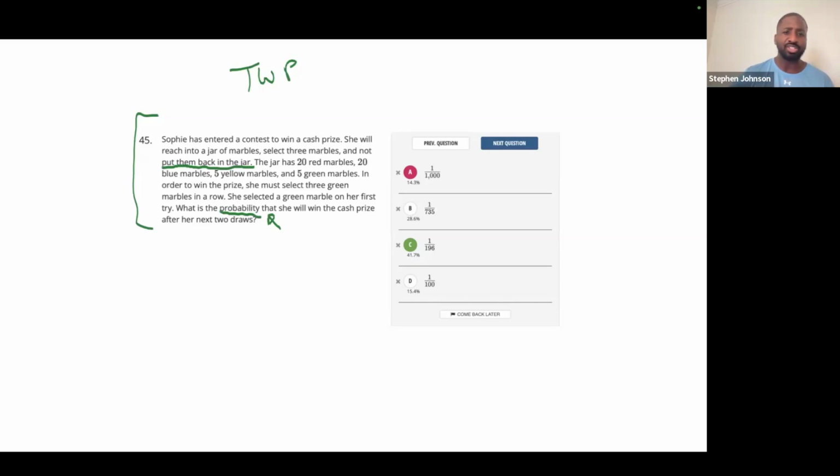The jar has 20 red marbles. Okay, here we have numbers, and I always write stuff down whenever I see numbers. So I'm going to say we have 20 red, so 20 capital R for red. 20 blue, so 20 capital B for blue. 5 yellow, so 5 capital Y for yellow. 5 green, so 5 capital G for green. In order to win the prize, she must select 3 green marbles in a row.